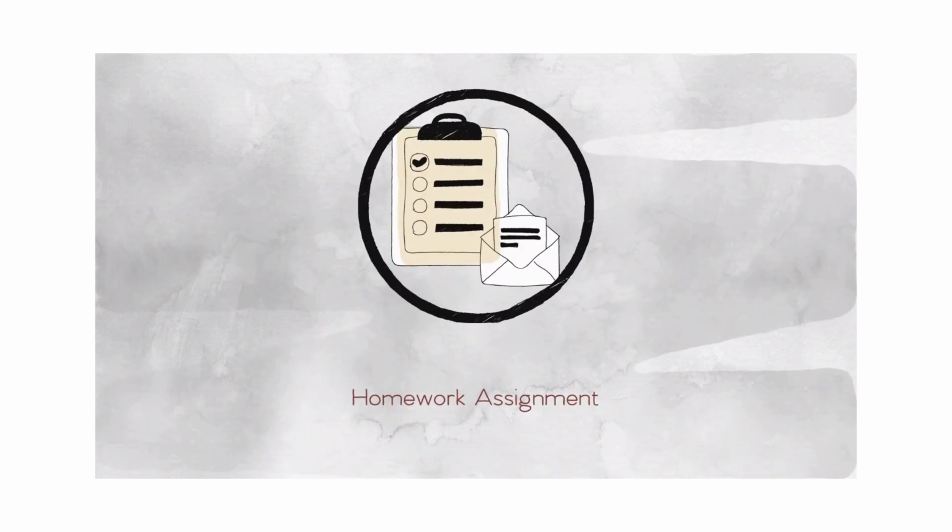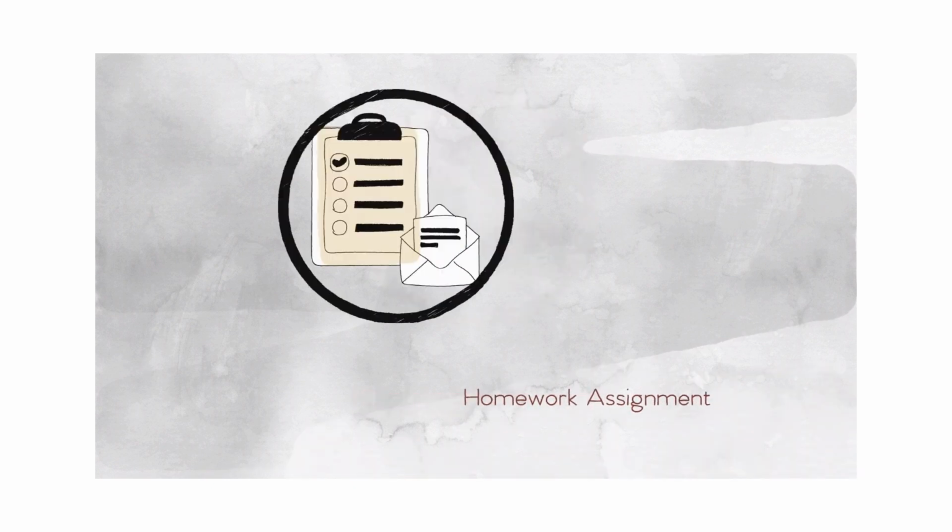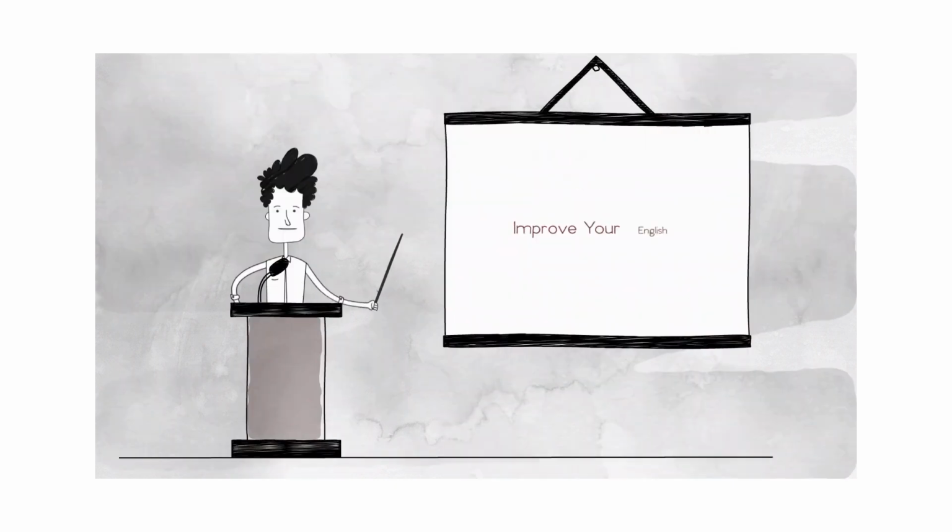Homework. Write a short paragraph about your daily routine using the words you learned today. Try to include at least 5 activities. Use this vocabulary at every opportunity. The more you speak about your activities, the faster you'll improve your English.